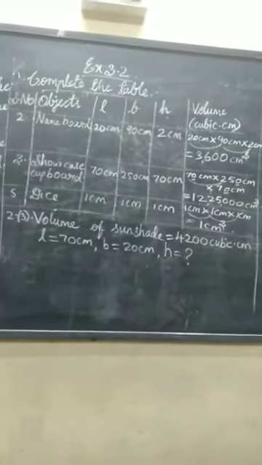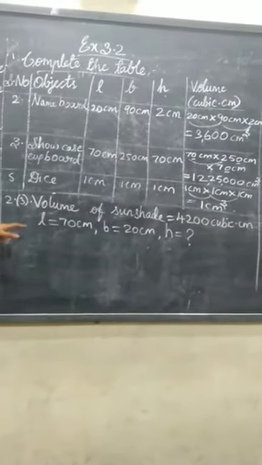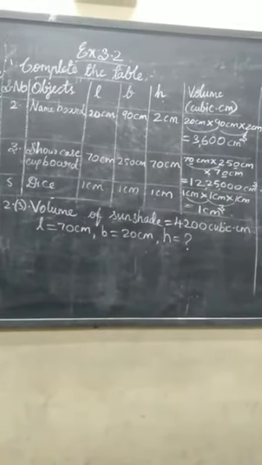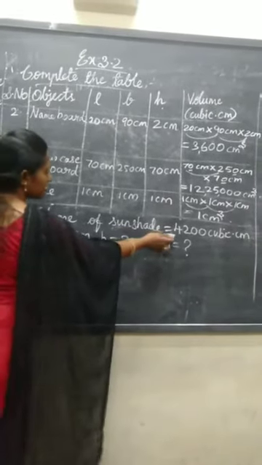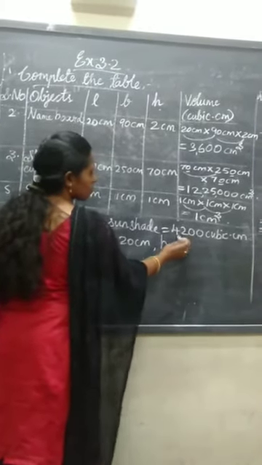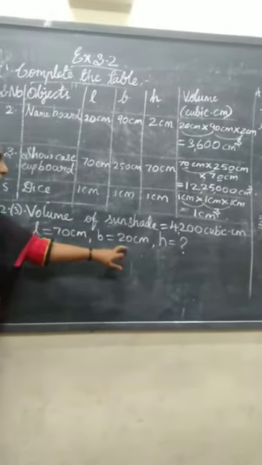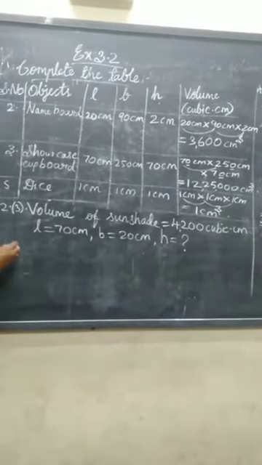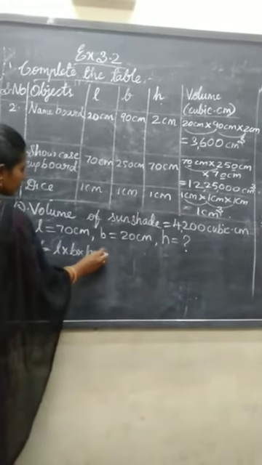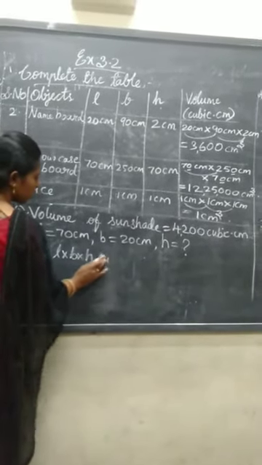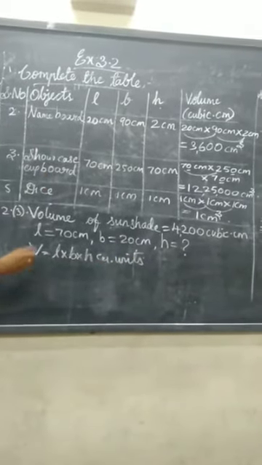See the Roman number 2. Here the volume will be given and you have to find the length, breadth or height, whichever term is missing. How to find out? Let's see. Volume of a sunshade is given. The volume of sunshade is 4200 cubic centimeter, whose length is 70 centimeter, breadth is 20 centimeter. You have to find the height. You know the formula. Volume is equal to L into B into H cubic units.